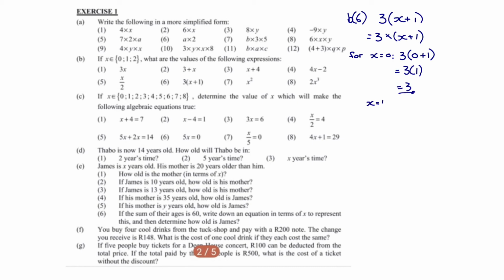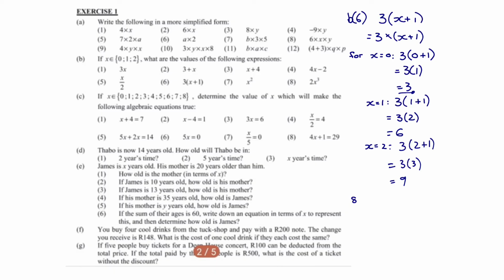For x equal to 1, we will have 3 times 1 plus 1, and that is equal to 3 times 2, because brackets come first before multiplication. Now we say 3 times 2 is 6. And then finally for x equal to 2, it's 3 times 2 plus 1, which is then 3 times 3, and that simplifies to 9.